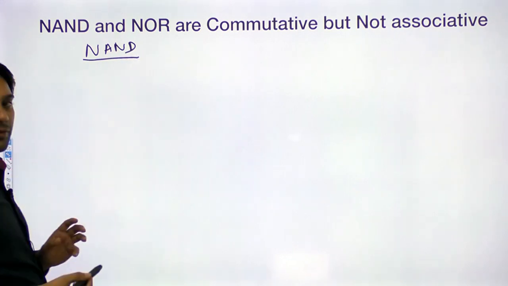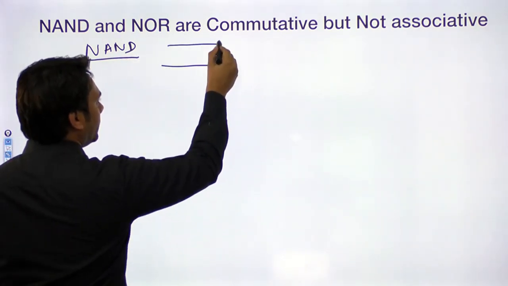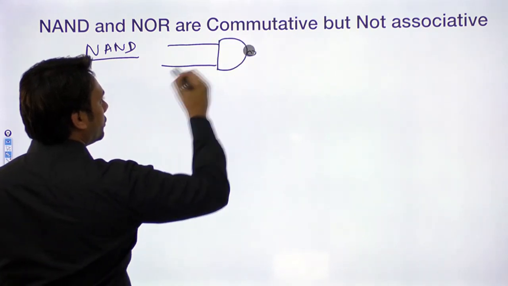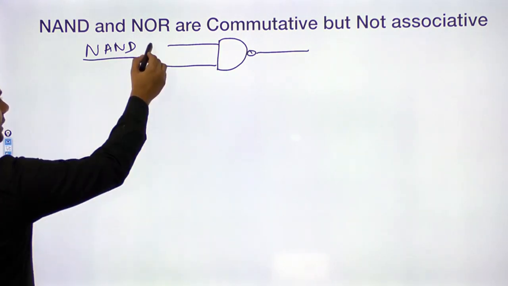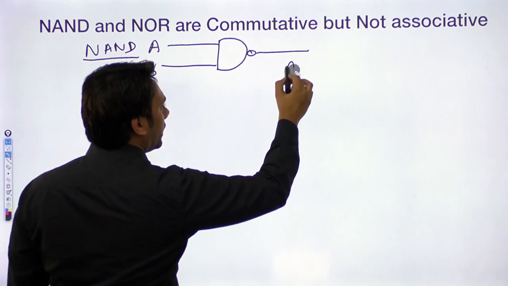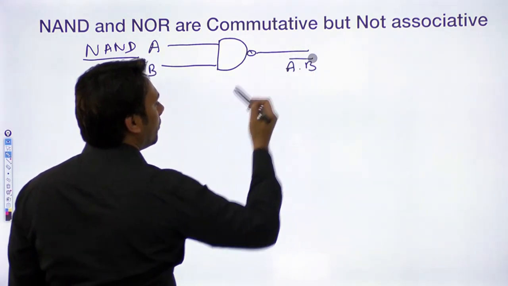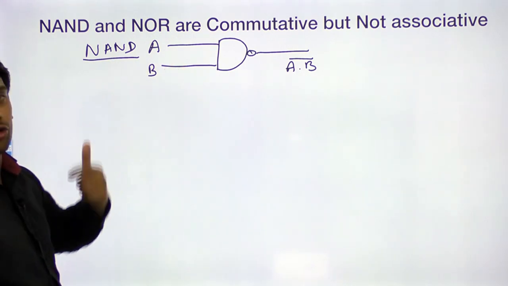So you know what is the symbol of NAND gate? NAND gate is something like this. We are going to take an AND gate here, and with this AND gate, I'm going to use a dot operator to make it a NAND. Right? So if the input is A here and the input is B here, then the output will be A dot B whole complementation.